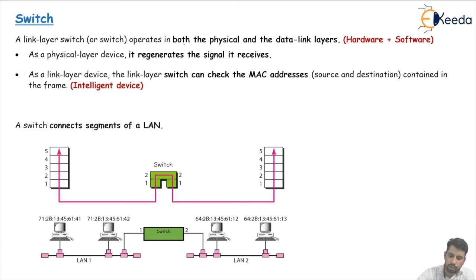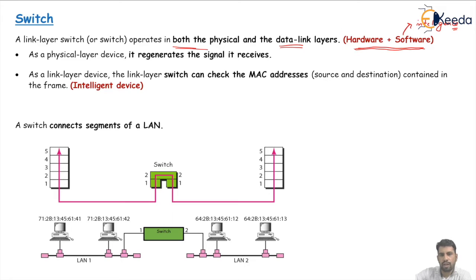Mainly a switch operates in both the physical and the data link layer. The physical layer is a purely hardware layer, whereas the data link layer is a software layer. So we have a combination of hardware plus software. Due to this software, our switch has a little bit of intelligence.